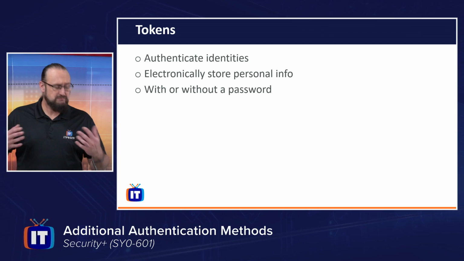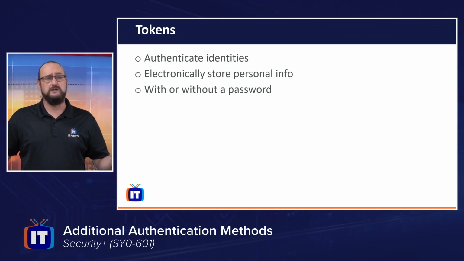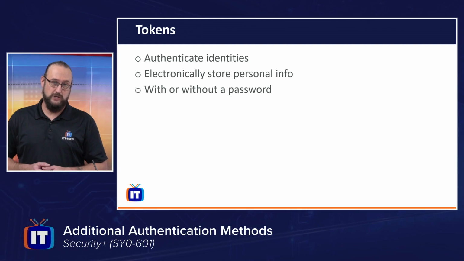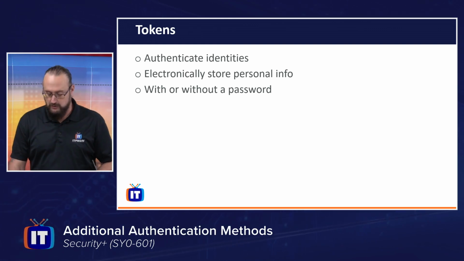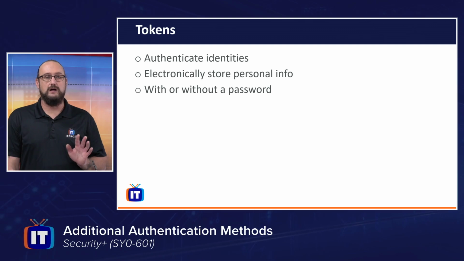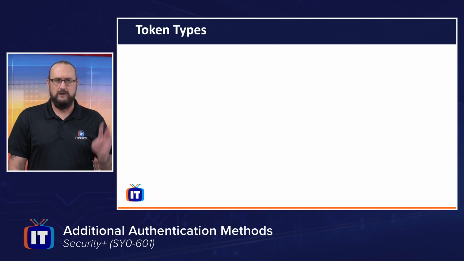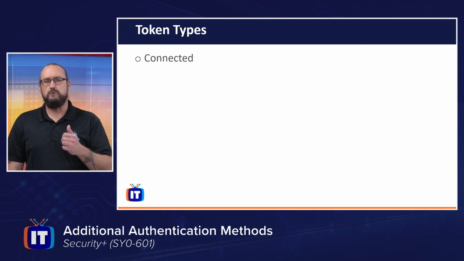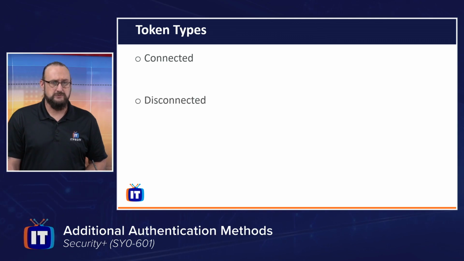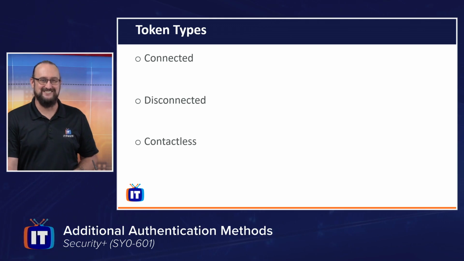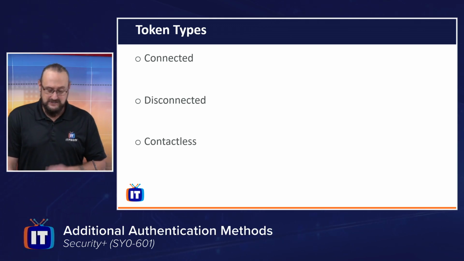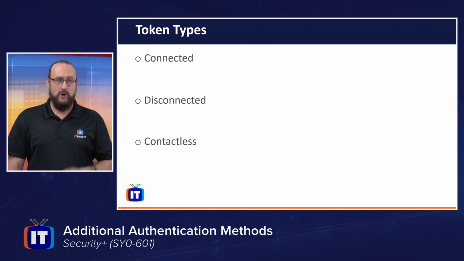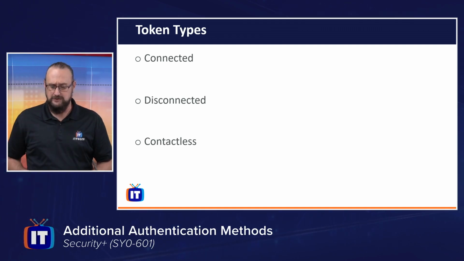In fact, you've probably seen tokens before. You didn't even realize that they were called tokens in a security context. And what I mean by that is there are a few different token types. I want to focus on three different types here, and then we'll come back and talk about each one. There's what's known as a connected token. There's what's known as a disconnected token. And then there's what's known as a contactless token as well. And I guarantee you've at least seen one of these, and some of you maybe have seen all three.